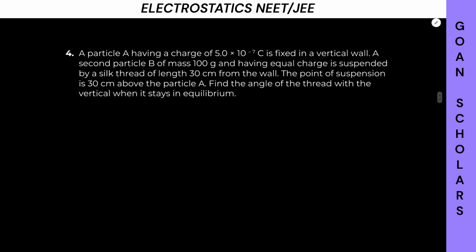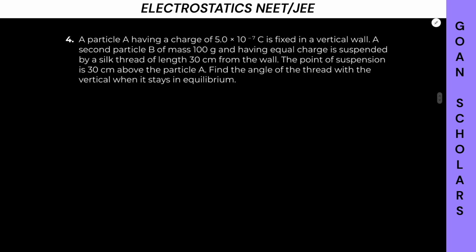Let's move to the fourth question. Question number 4 says, a particle having a charge of 5 into 10 to the power minus 7 coulomb is fixed in a vertical wall. Let's write what is given first. So the question says the particle A has charge QA, that is equal to 5 into 10 to the power minus 7 coulomb. It is fixed in a vertical wall. We will make a diagram later on.